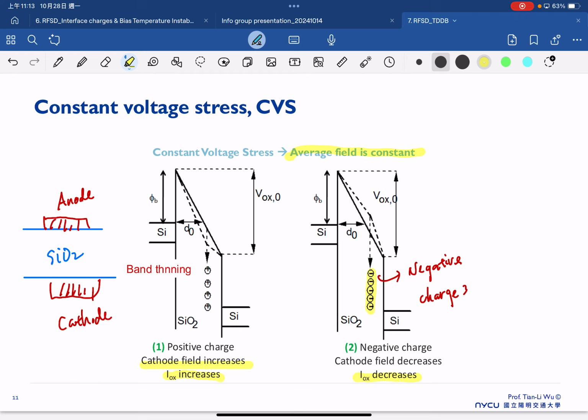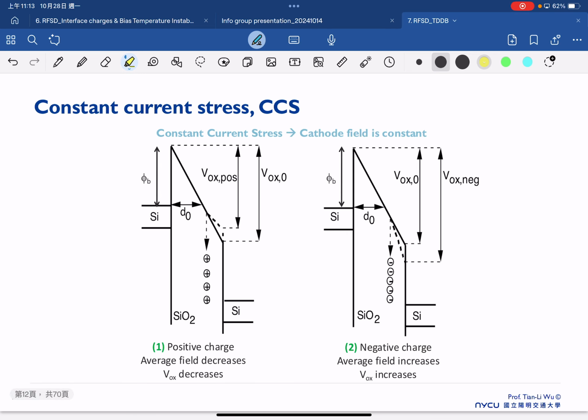Therefore we start to see the current decrease because of the negative charge accumulation. And similarly, we can use the same concept to understand the CCS here. Here we will skip this one so you can study by yourself. That's a very similar concept.